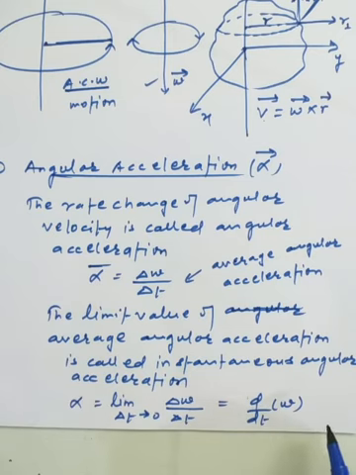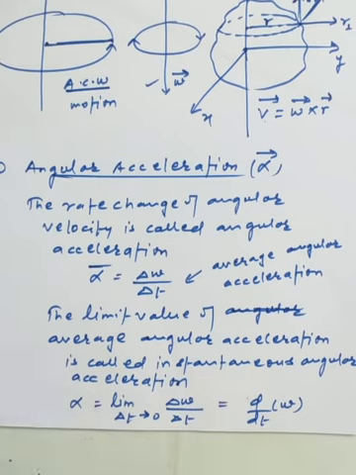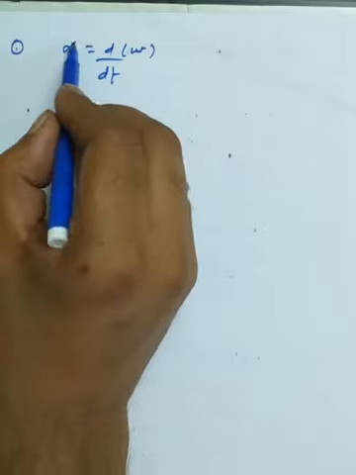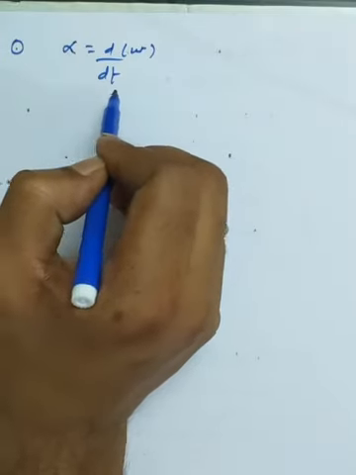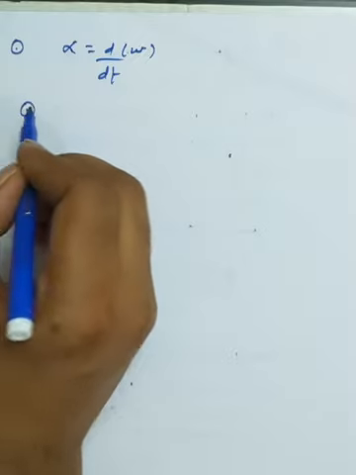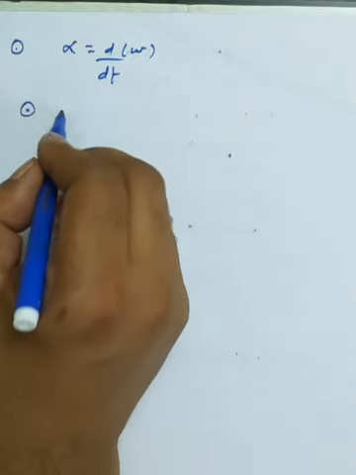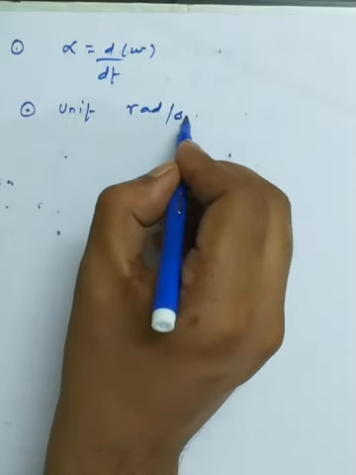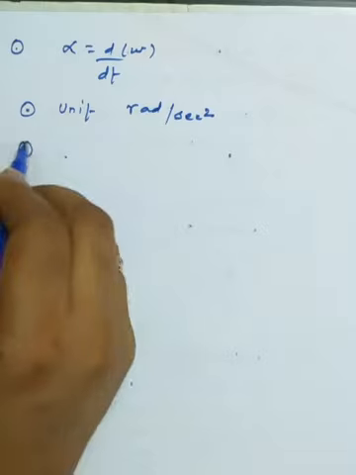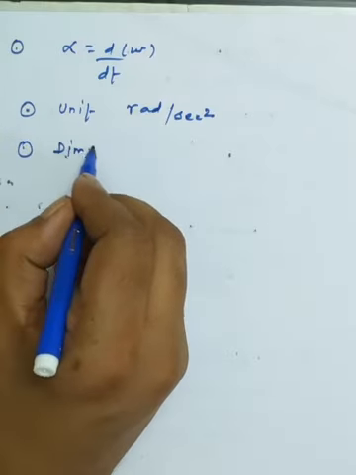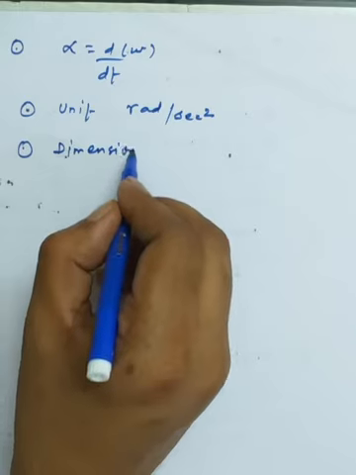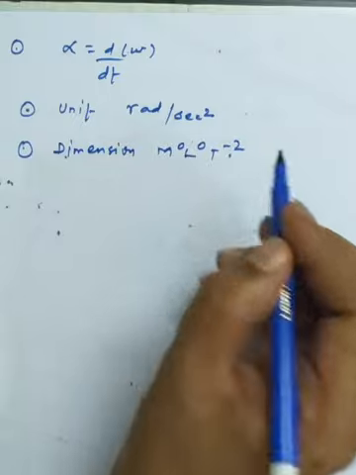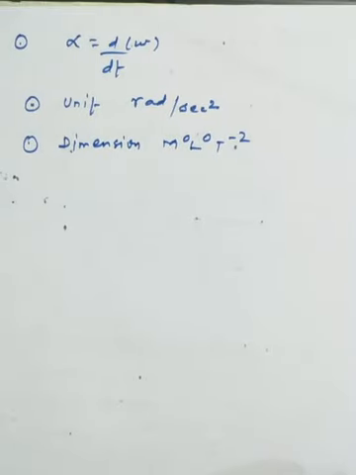Okay, so here we have another point of discussion regarding the angular acceleration. Whenever we assume that alpha is equal to d by dt of omega, certain things are associated with it, that is the unit, which is called the radian per second square. Okay. Now next is the dimension we have. So easily we can say that the dimension is m0, l0 and t minus 2. Okay, this is the concept of the dimension we have.